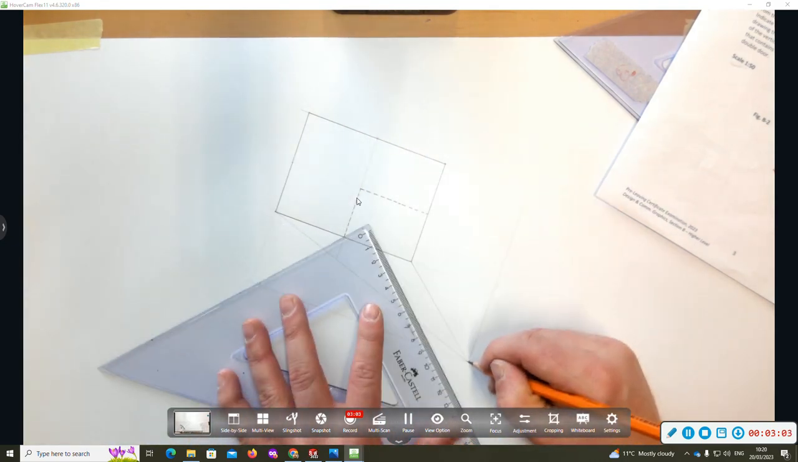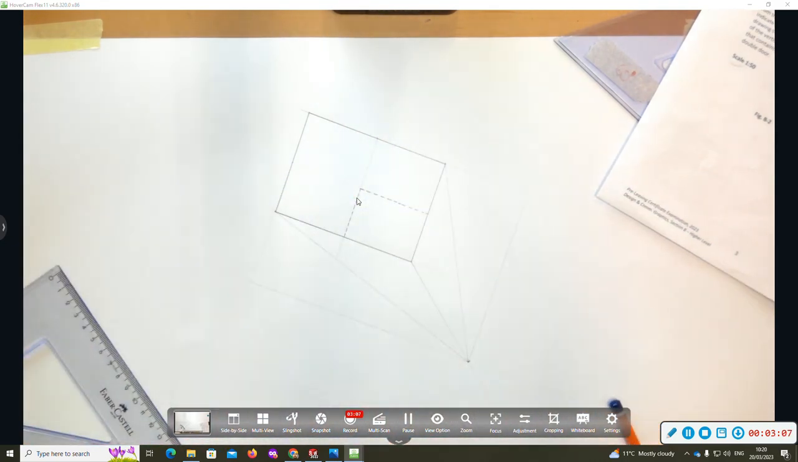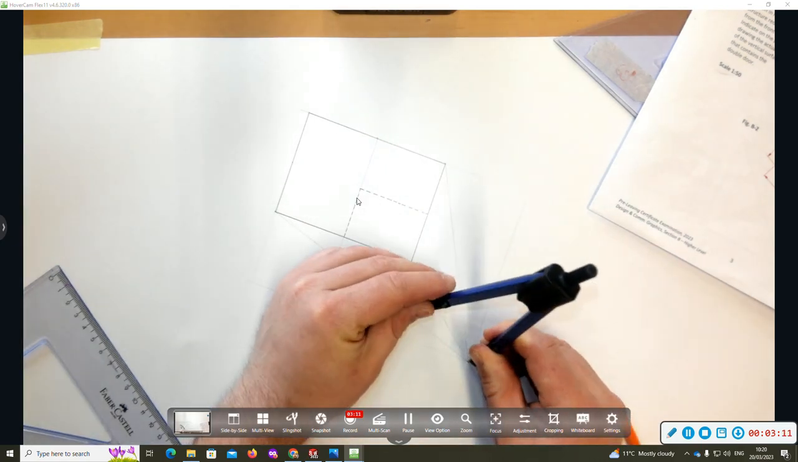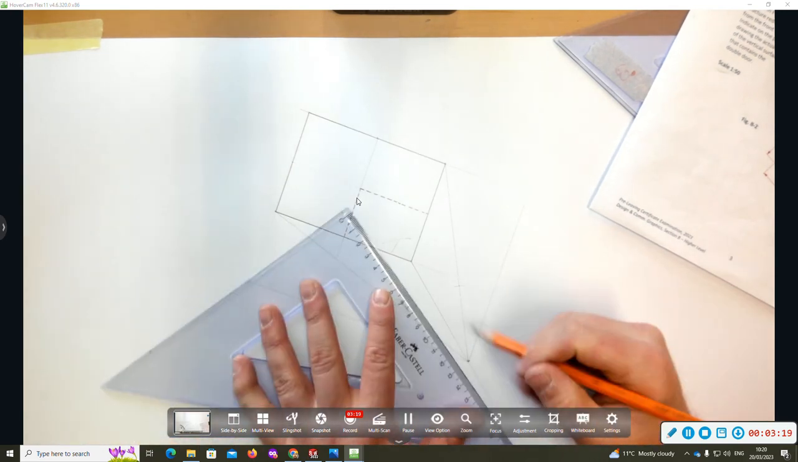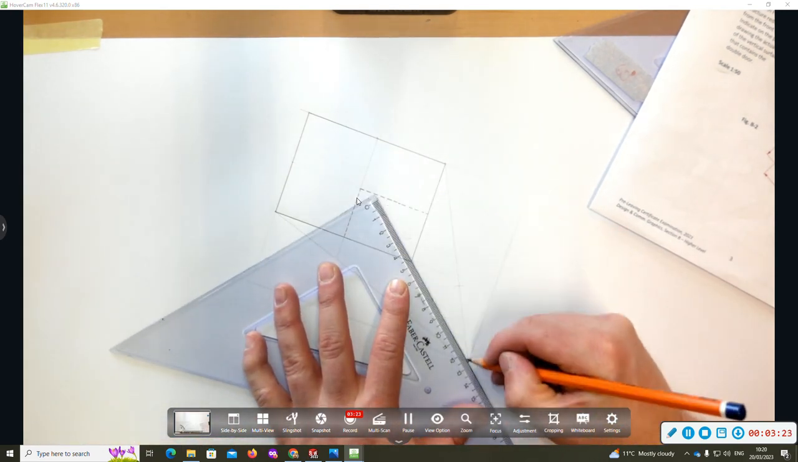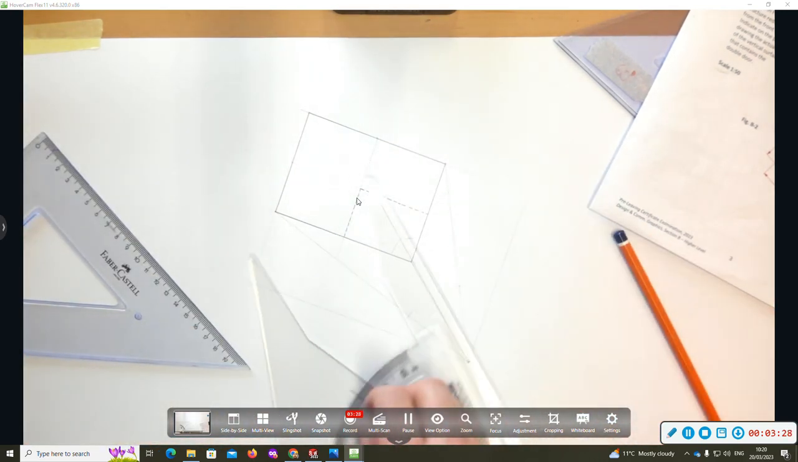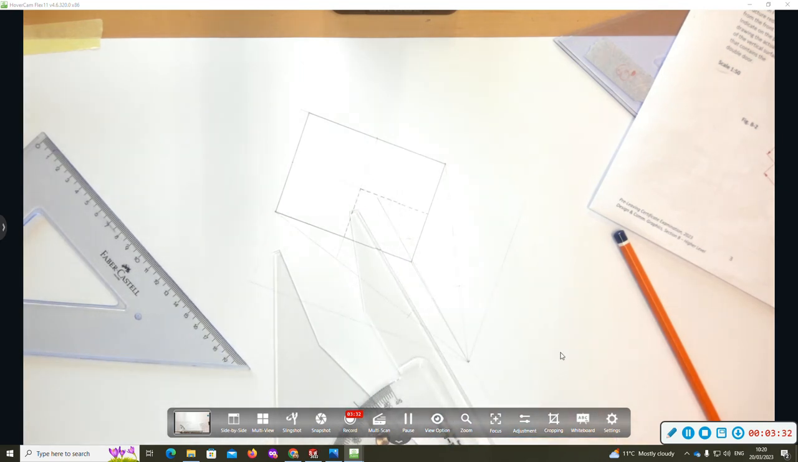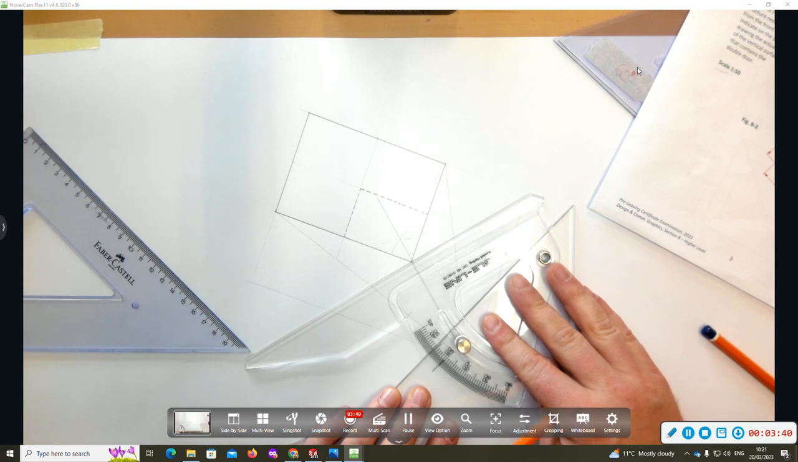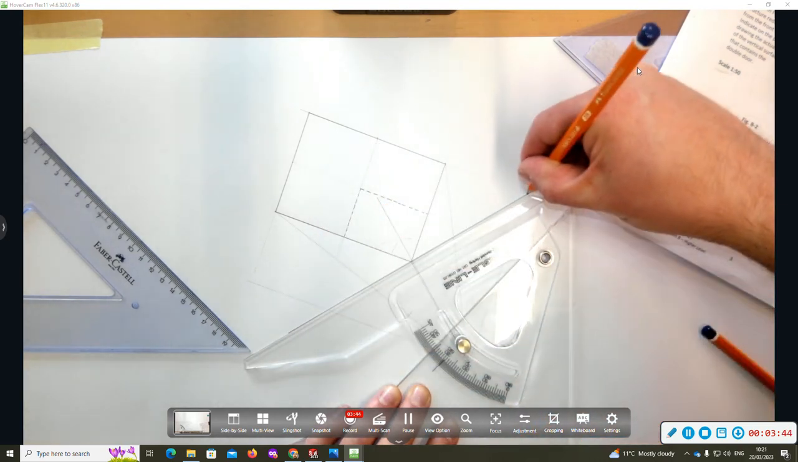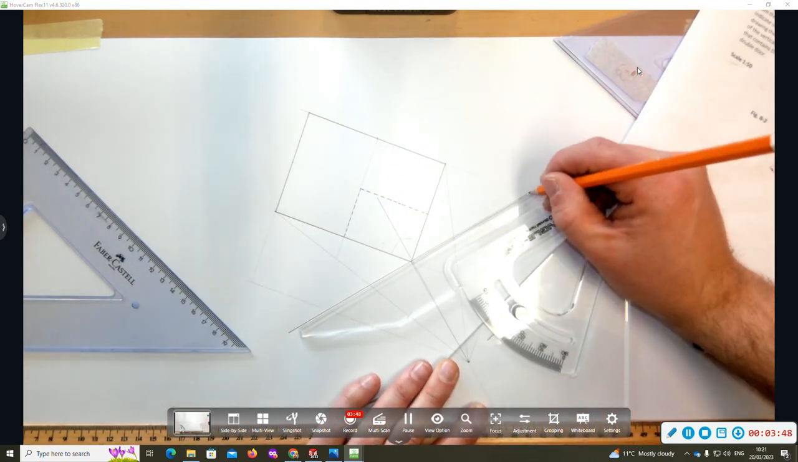They're going to help me find my vanishing points. I'm going to join the outermost corners. I'm going to bisect the angle there. I'm going to draw in my line through the spectator. I'm going to change my adjustable set square, and then I'm going to go perpendicular to the bisector. There's my picture plane.